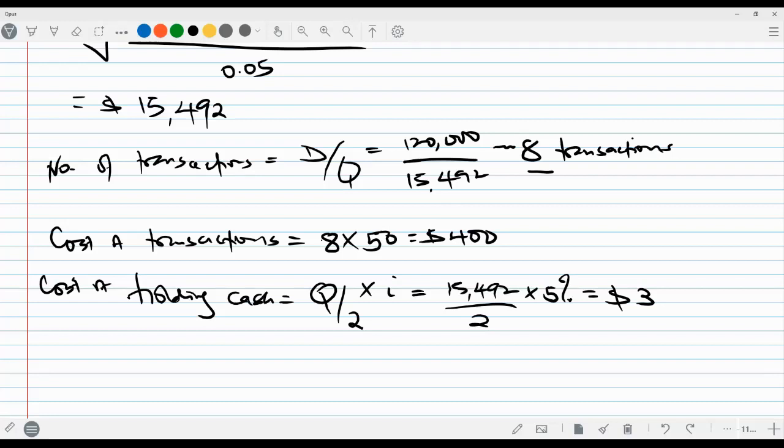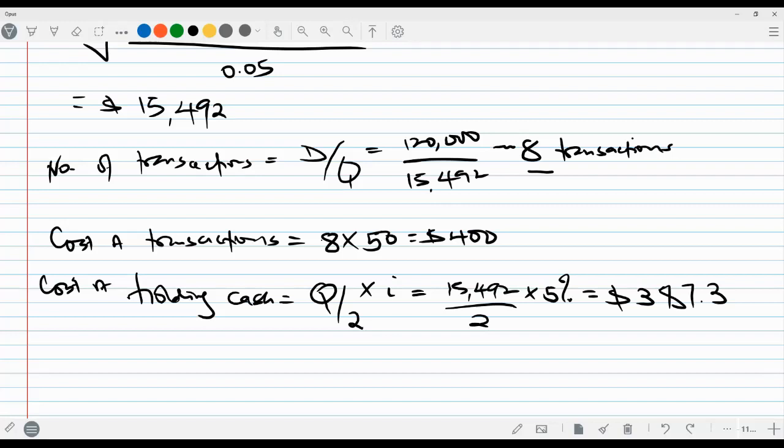$387.3. Okay, 387.3. Count that as the cost of holding cash. It's the interest you could have earned during that year, which you didn't earn, because you are holding the cash up to the value of 15,492. Clear?